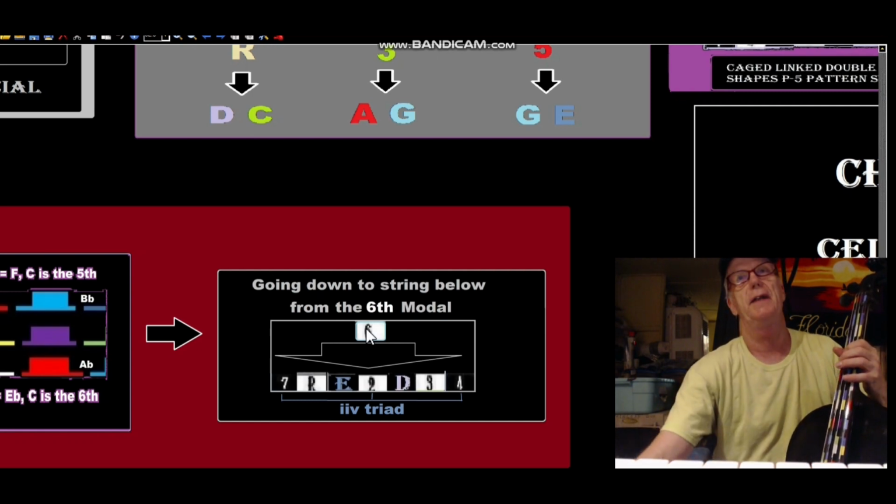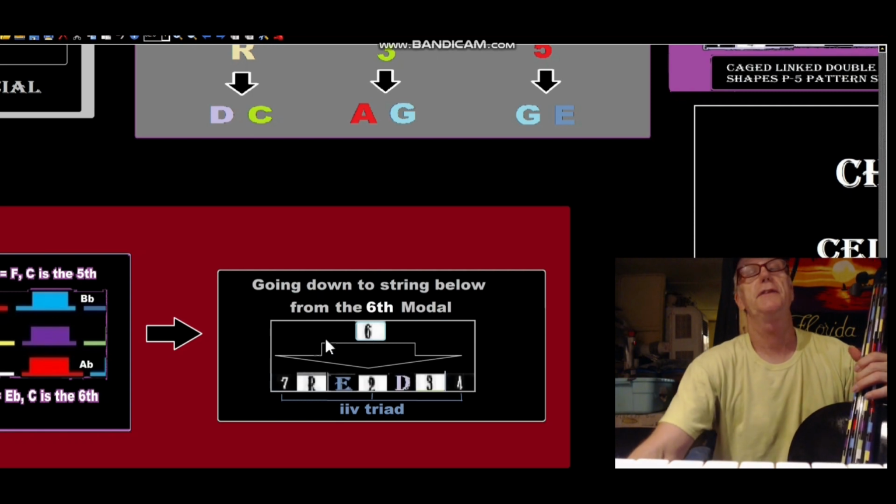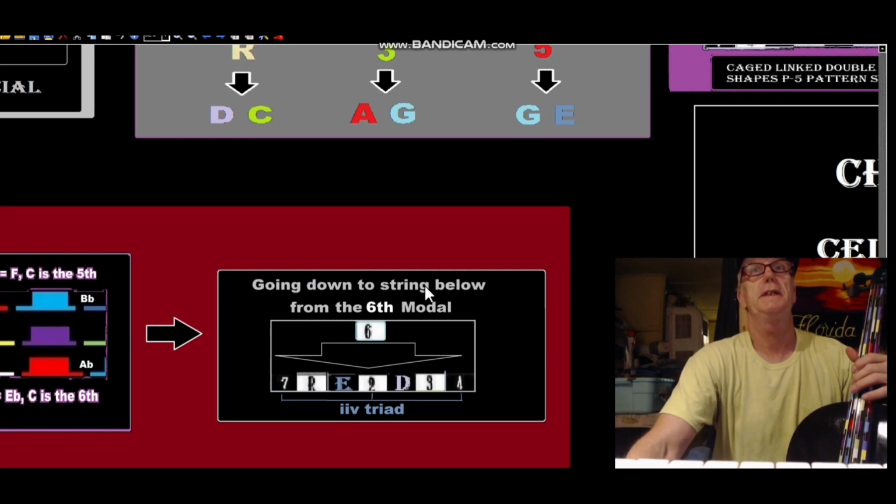When C goes straight up, we just did that. Let's do the C going straight down. So we've got C going straight down to the 2. Once again, we've got our 2, and then a minor 3rd from there is the 4th. Minor 3rd down. So you should be getting used to these intervals. Okay, so that's the 7 triad. So going down to the string below from the 6th modal takes us down into the 7 triad.